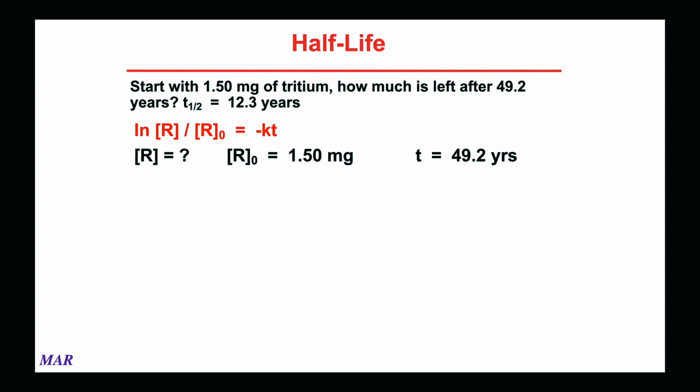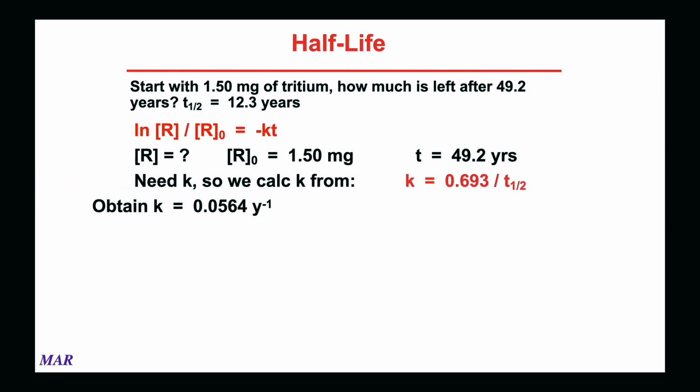Natural log R over R0 equals minus KT. We know R0, how much we started with, 1.50 milligrams. The time elapsed, 49.2 years, all right? But we're in a problem because we're trying to find how much is left, which is R, and we don't have K, all right? But since we have half-life, if you remember, half-life equals 0.693 divided by K. Or in this problem, let's use K equals 0.693 divided by half-life.